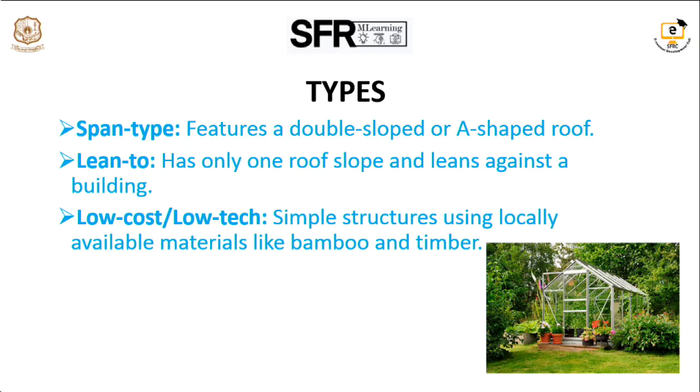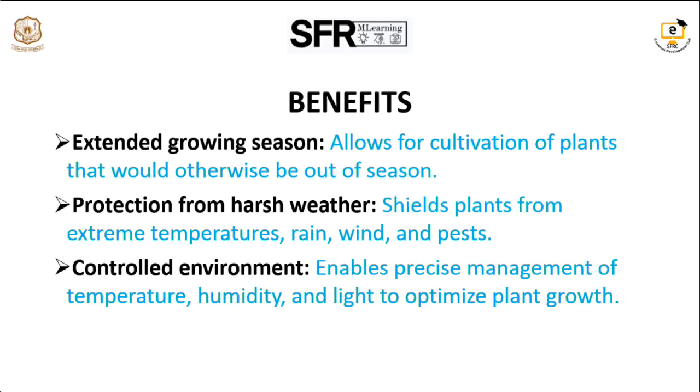Okay. Next one is how greenhouse plants benefit the environment. First, extended growing seasons allow for cultivation of plants that would otherwise be out of season. Next one is protection from harsh weather. It shields plants from extreme temperature, rain, wind and pests also. Third one is the controlled environment. It enables the management of temperature, humidity and light to optimize plant growth.